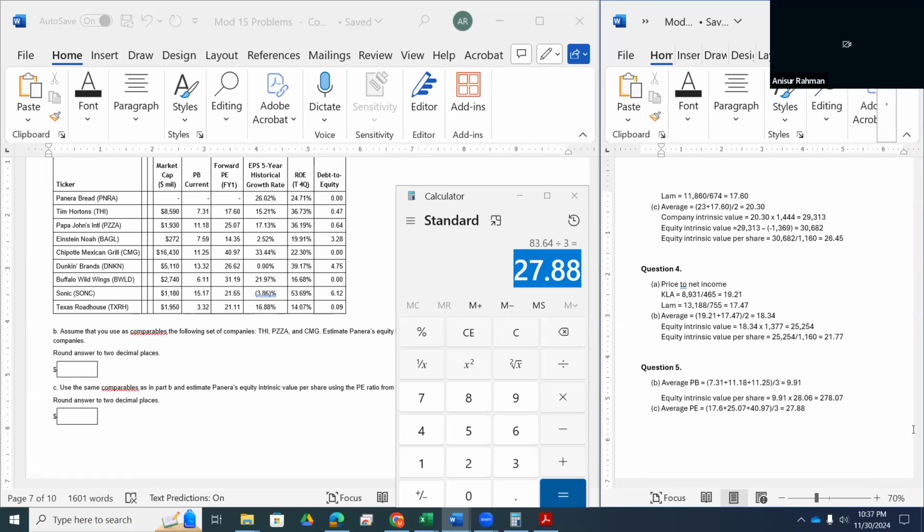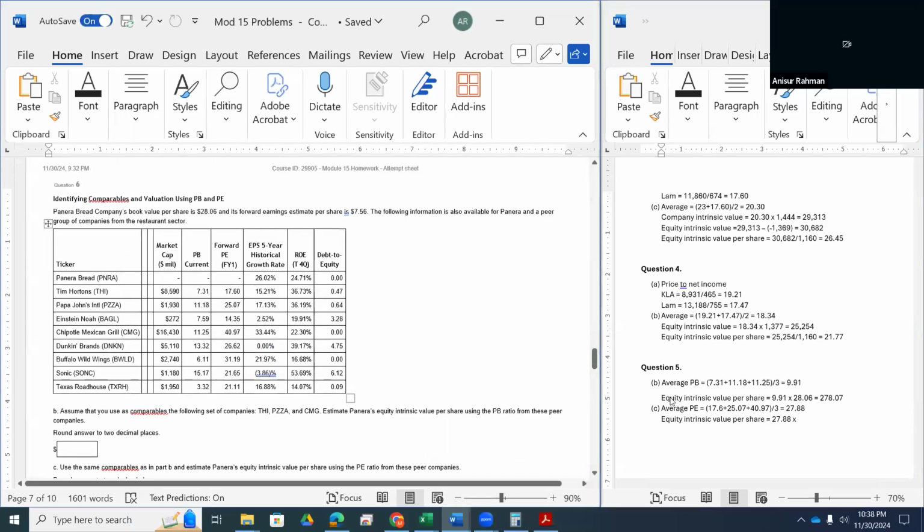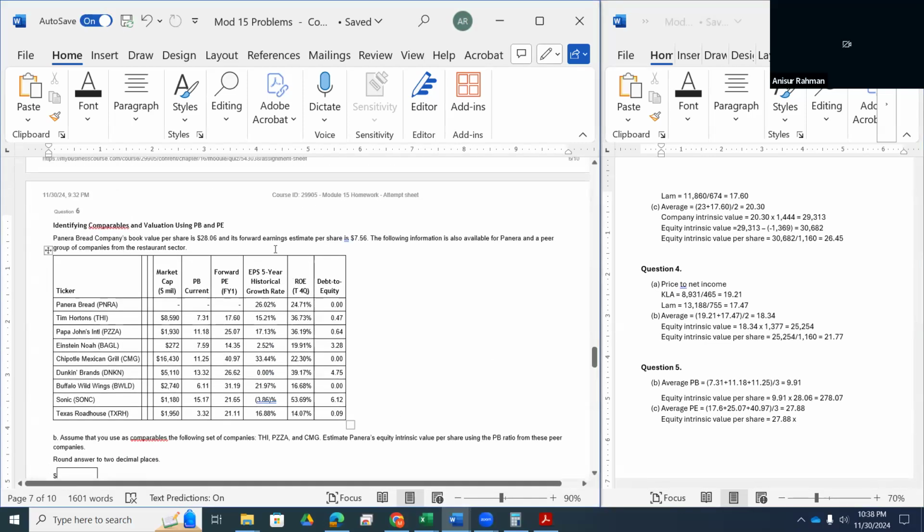And equity, excuse me. So equity intrinsic value per share, it will be our average PE multiplied by our forward earnings per share.